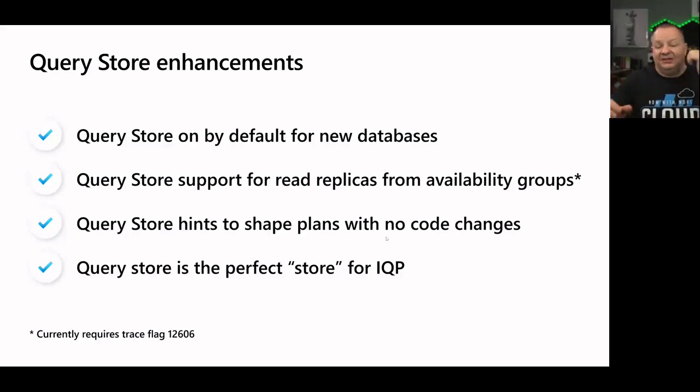Okay, so these are the improvements that we have. Let's look at what's there. Query Store's on, read replicas from AGs, plan hints to shape the plans, and the Query Store being the place where all of this data is made available. And we've got queries we can run then to look at that data.